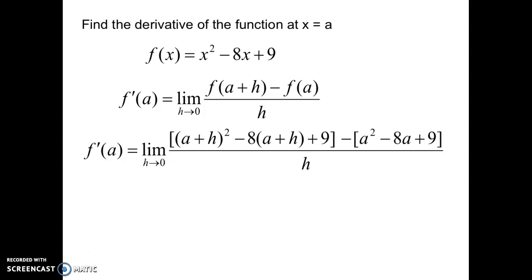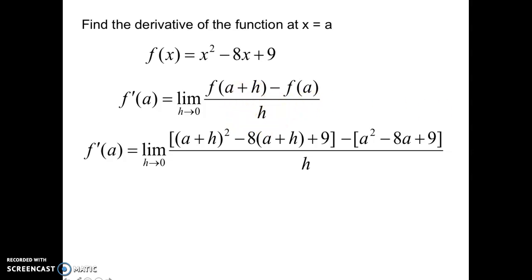So I get a plus h squared, which came from this formula here. I put a plus h for x, and I got this. I put a plus h for x, and I've got this. And then I have a 9. So this whole expression is f of a plus h minus f of a. So I'm going to put a in for x, and I get this. Be careful to put parentheses because of the subtraction, because remember we distribute around that subtraction. And then the denominator is just h.